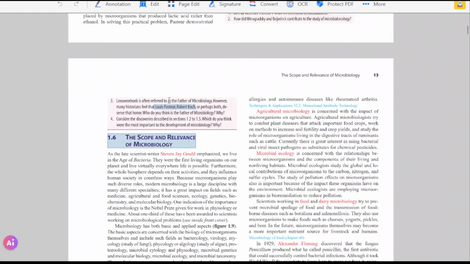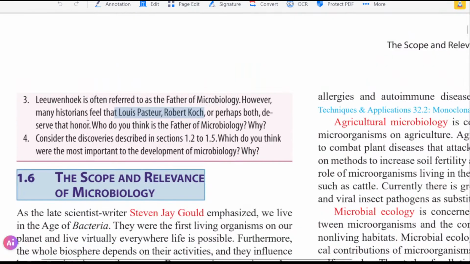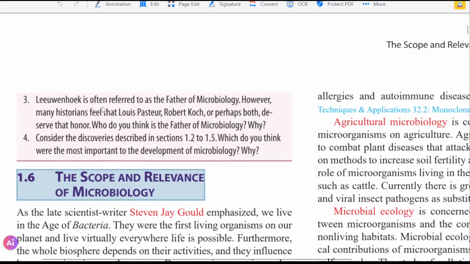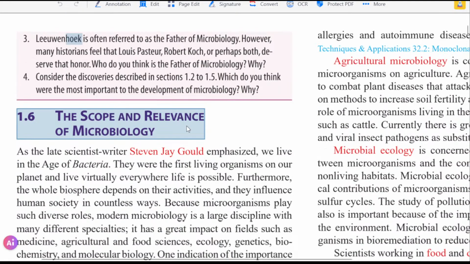They don't deserve honor to be the father of microbiology, but they do deserve honor for the work they have done in the field of microbiology. So father is a different thing. Father doesn't mean, in my mind, Robert Koch did more than Leeuwenhoek, but Leeuwenhoek was the first one to discover the microorganisms. So, well, there goes my reasoning.